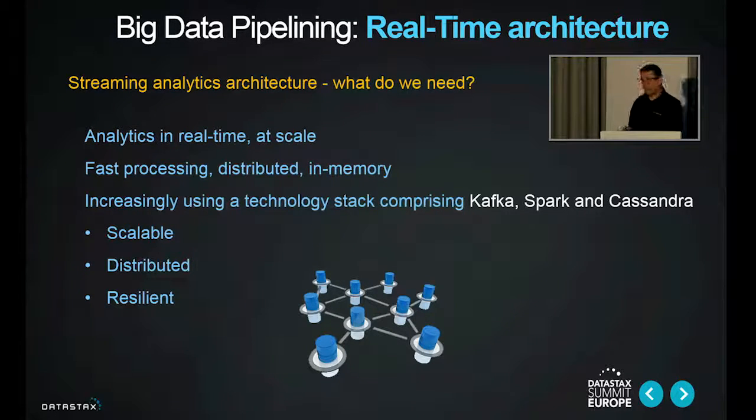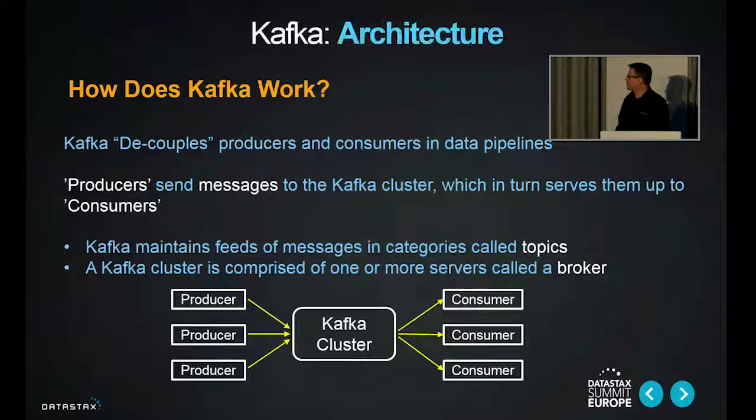So for a streaming analytics architecture, what do we need? We need something that can perform those analytics, do it in real time, and be able to scale to support the growth of that processing demand. And we're increasingly seeing a technology stack which doesn't comprise just Spark and Cassandra, but also comprises Kafka. And Kafka, like Spark and Cassandra, is a highly scalable technology. It's highly distributed, and it's resilient.